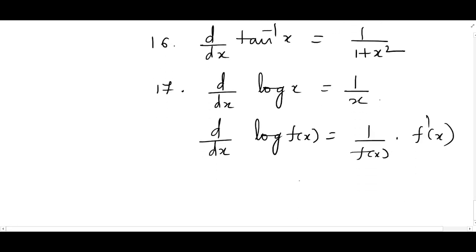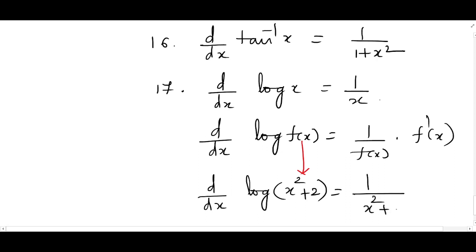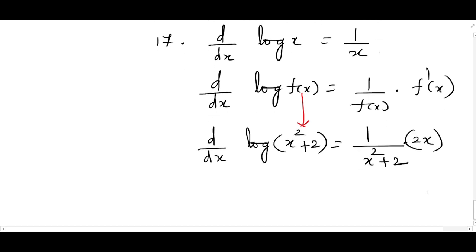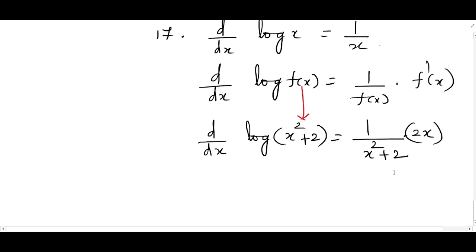More particularly, in place of f of x, if I am taking x square plus 2, what can I write? 1 upon f of x becomes 1 upon x square plus 2. Now the derivative of x square plus 2: the derivative of x square is 2x and the derivative of 2 would be 0. So in this way we can use this formula. These are the basic formulas, the rules of the derivative.